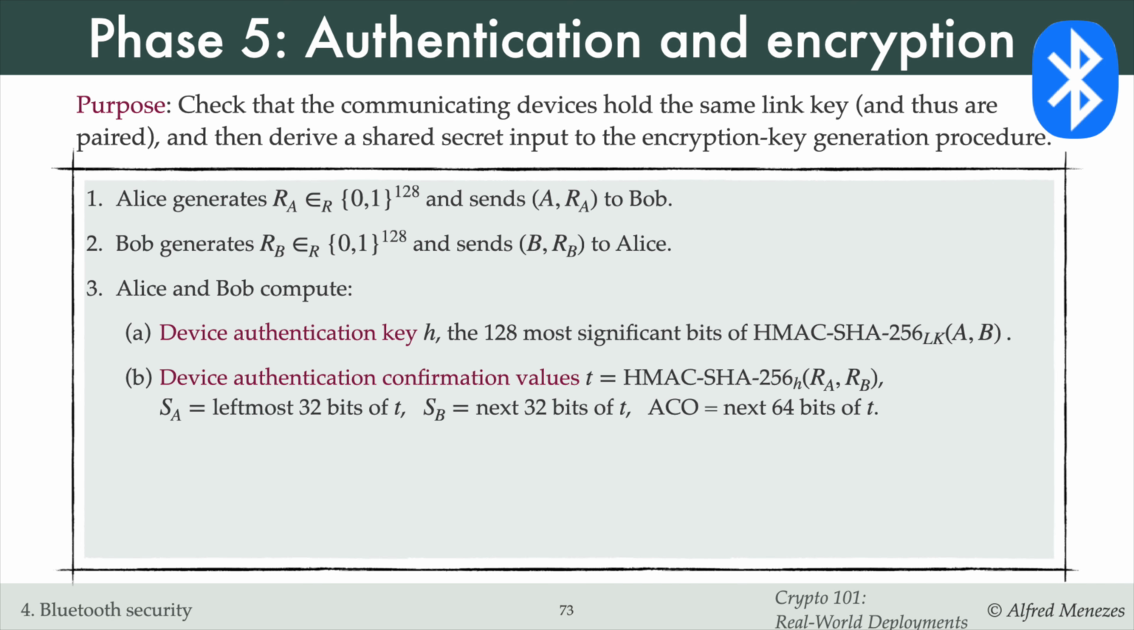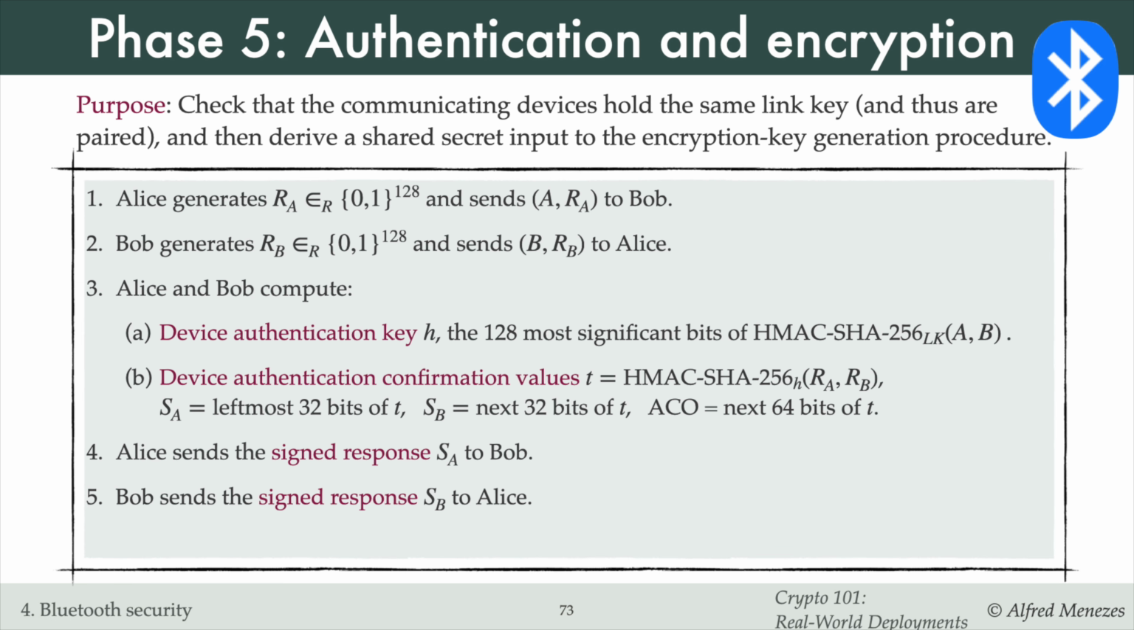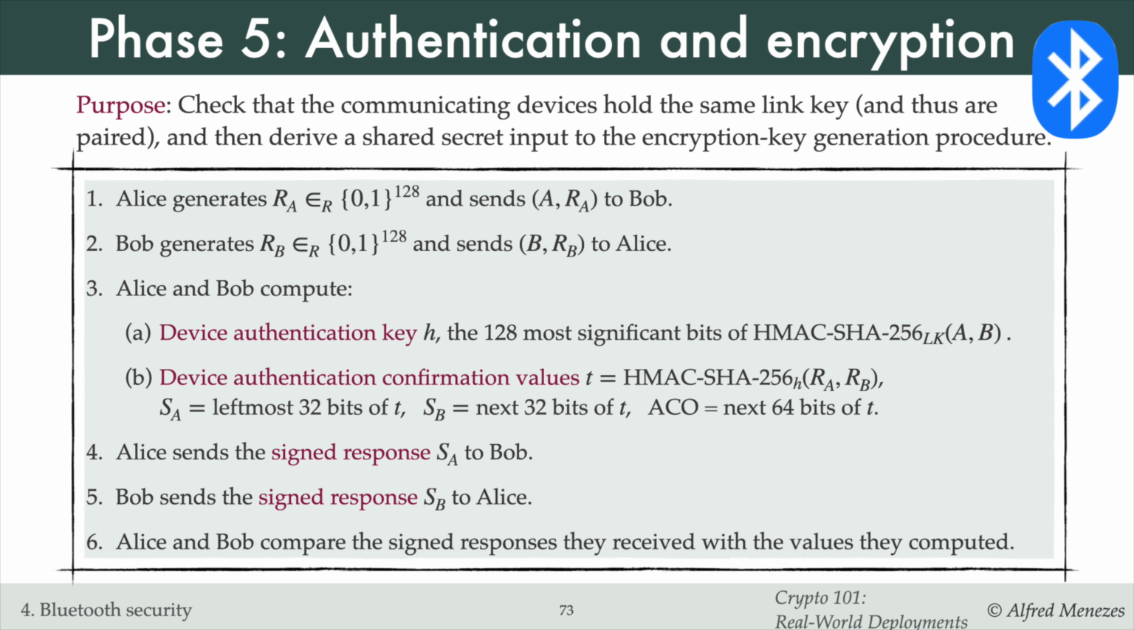Next, Alice and Bob compute device authentication confirmation value T, which is the HMAC tag of the exchanged nonces RA and RB, using H as a secret key. From T, they extract SA, the leftmost 32 bits, SB, the next 32 bits, and ACO, the following 64 bits. Alice sends SA to Bob as her signed response, and Bob sends SB to Alice as his signed response. Each device compares the received signed response with its own computed value.